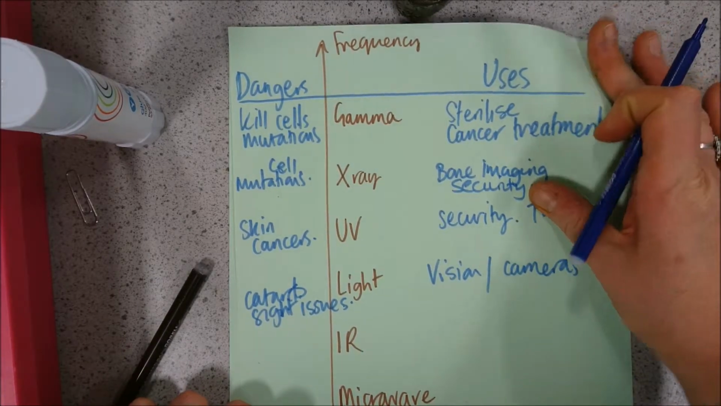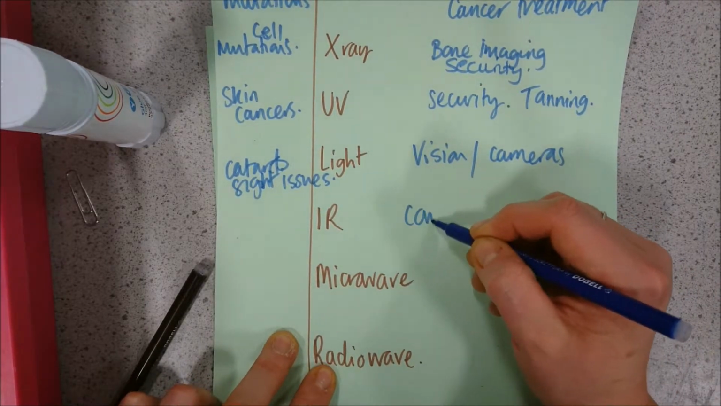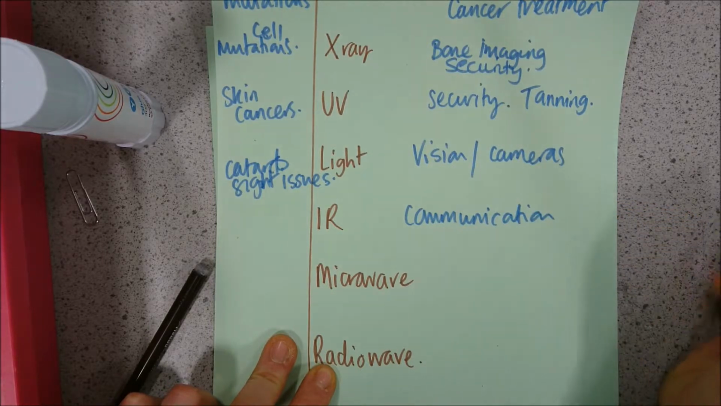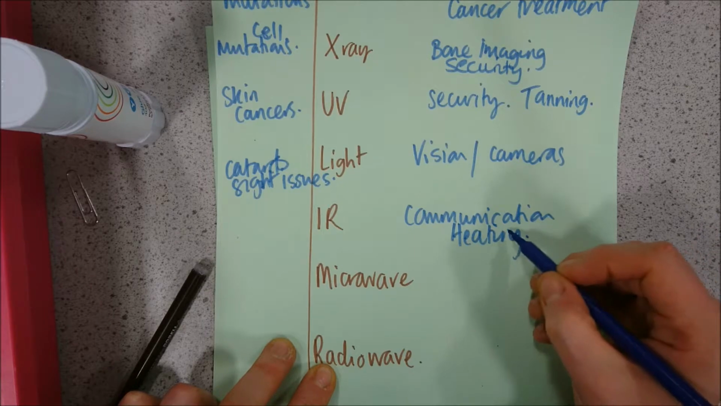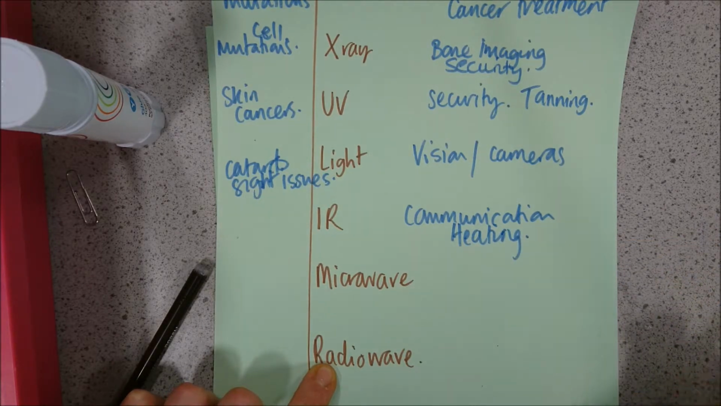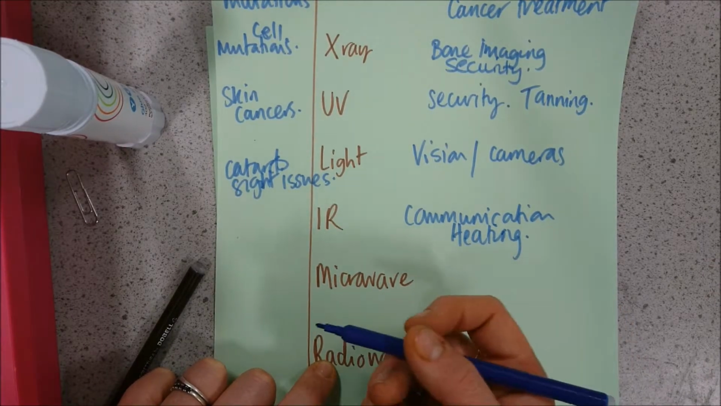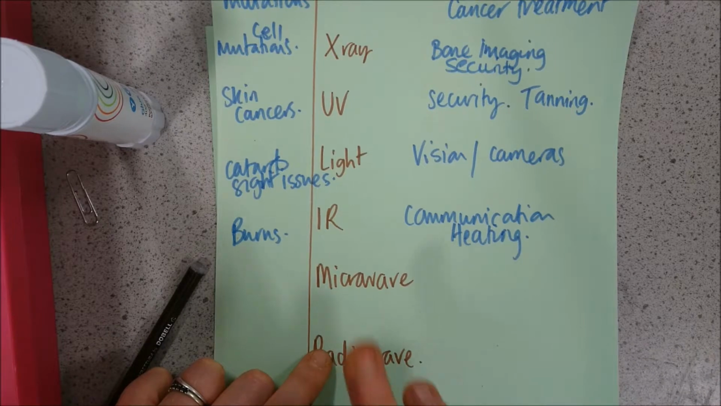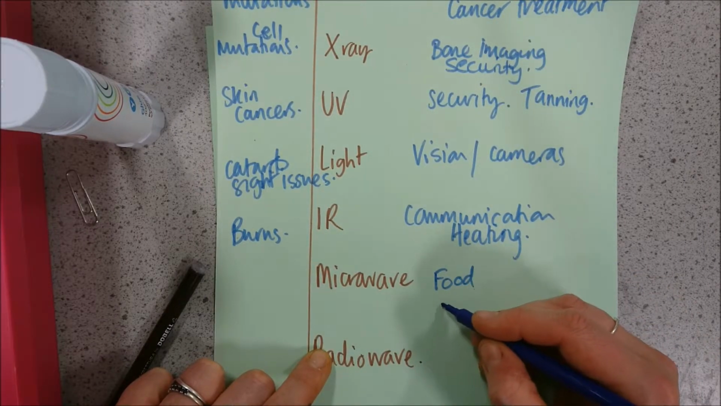Okay, let's move down to infrared. So infrared is used for communication. Your phone will use it for communication, remote controls will use it for communication, and also for heating. If we want to heat things up, we tend to use infrared radiation. Those little bars on your grill or in your kettle or in your toaster, that's infrared radiation. Danger: burns.